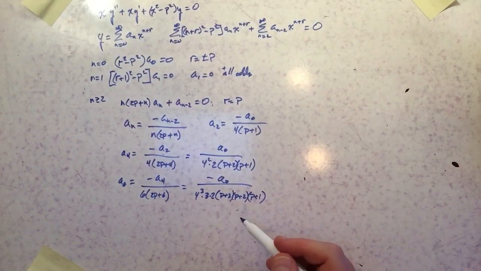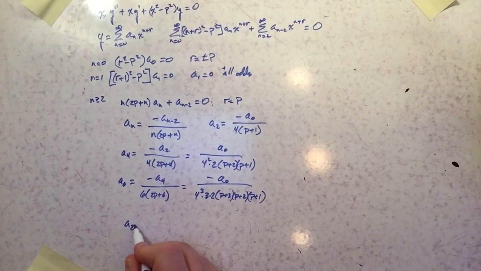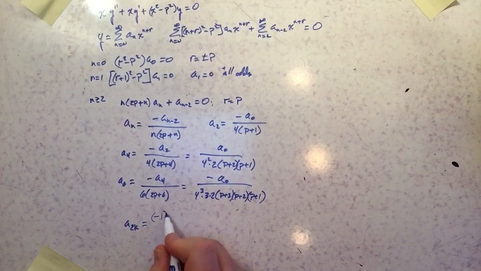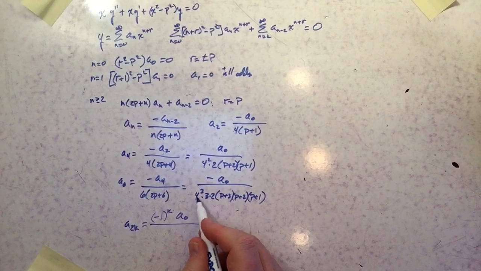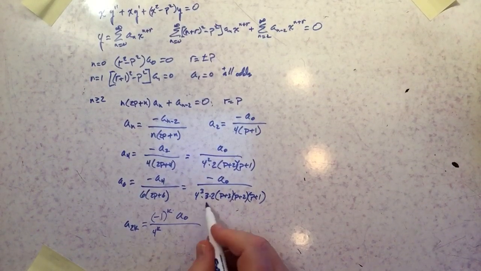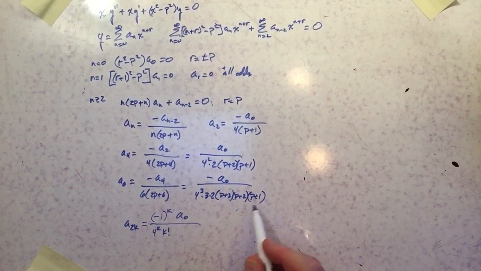Okay, I'm ready to write out the general relationship then. It looks to me like a to the 2k, I'm going to replace n by k so I can double it, is always going to be negative 1 to the k times a naught, and then the denominator is going to be 4 raised to the power of k times k factorial, and then times a weird thing.